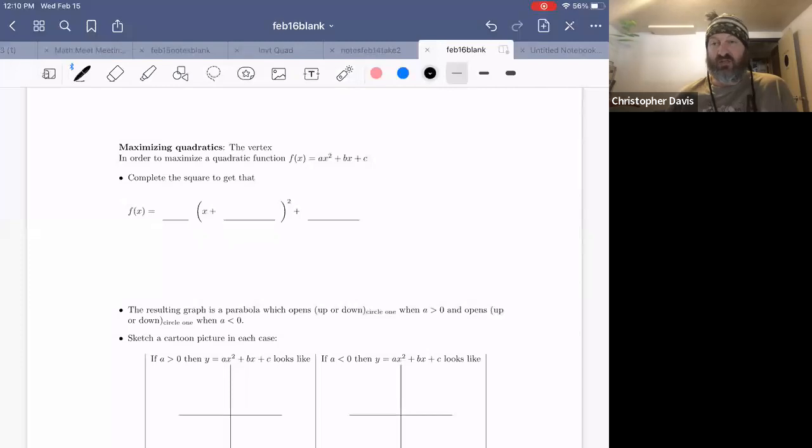So, as we saw in the previous video, optimizing a quadratic is closely related to the idea of finding the vertex. Completing the square. Once you complete the square, you can graph. Once you graph, you can optimize by reading the graph. So let's do that. Let's start with the completing the square formula, which you'll remember from last time.